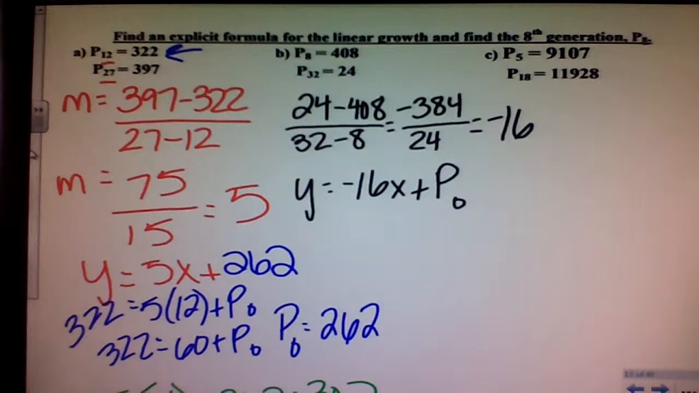Okay. So right now, I have my slope is negative 16. I need to find the first number in my sequence. So, again, I can easily start at 408 and work backwards the whole way through until I get to p sub 0. Or I can pick any one of these points that I want and plug it in.